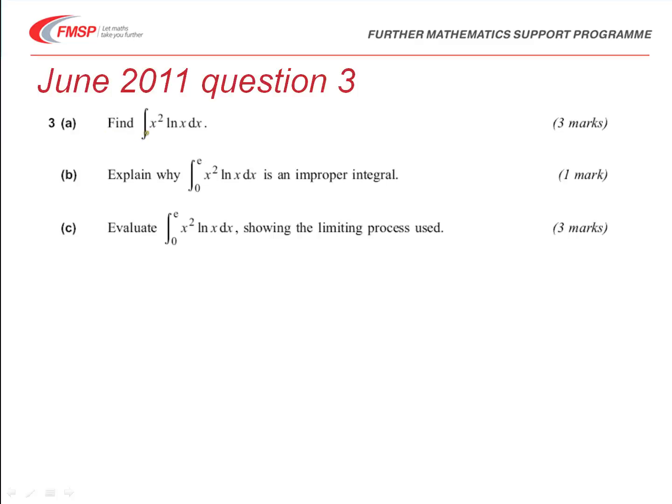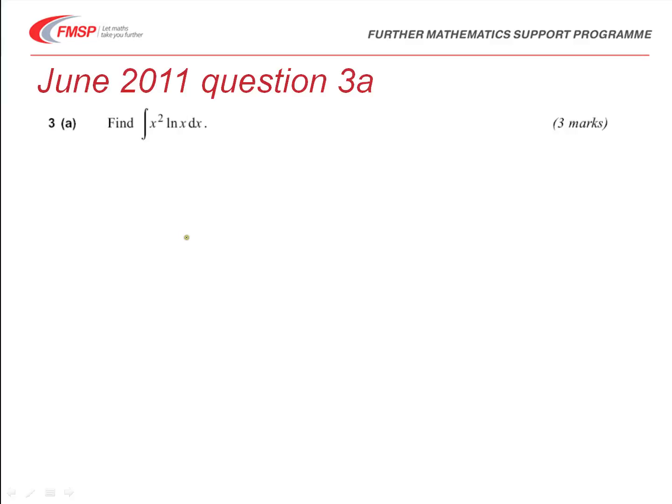The first part, we have to evaluate this integral, which we should recognise as a product, so we need to use integration by parts in order to integrate this function. Then we have to explain why between 0 and e this would be an improper integral. And then in part 3 we have to evaluate that integral using the limiting process. So first part, integration by parts.